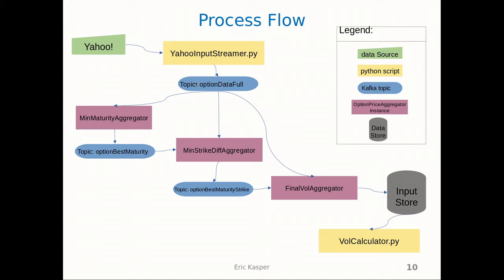So for the first instance, for example, we take in the full option chain and we do a calculation to identify all the minimum number of days, and we group by and calculate the minimum number of days, so we find the best maturity for each option. And then we publish that onto a Kafka topic called best maturity.